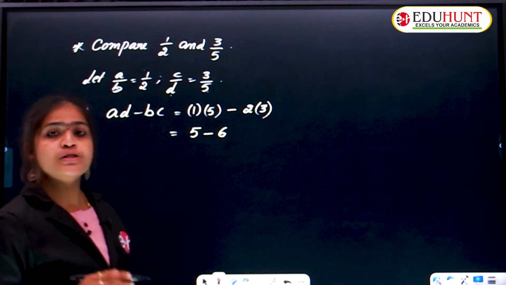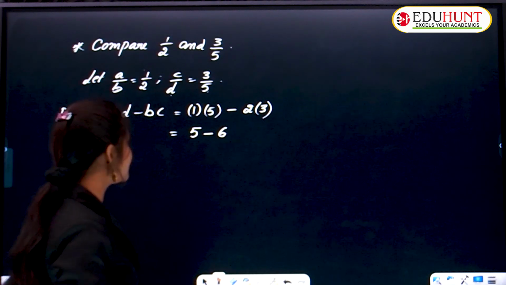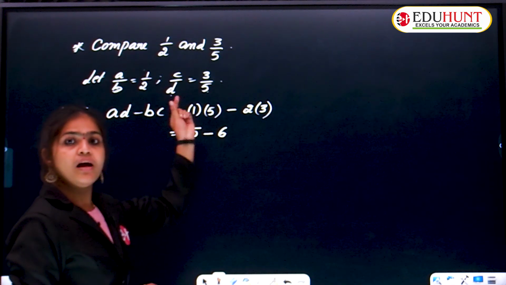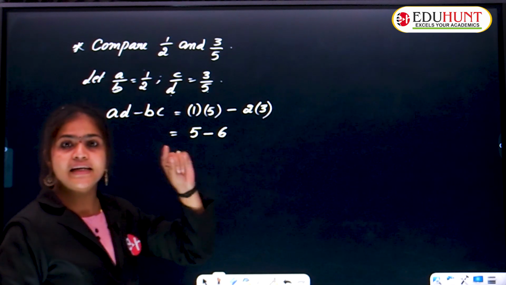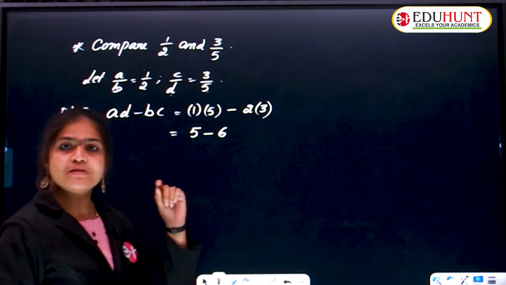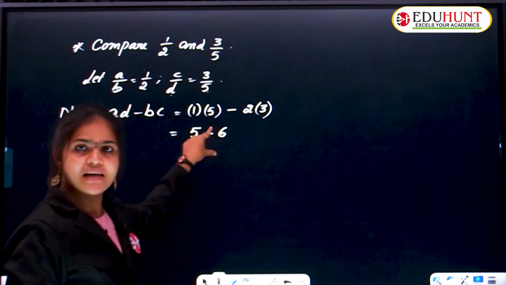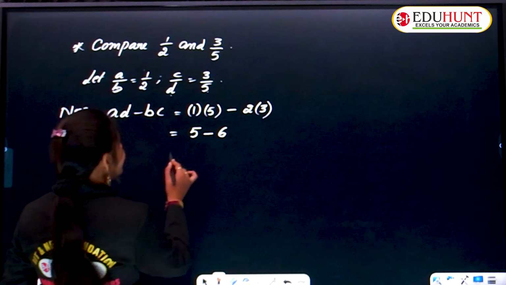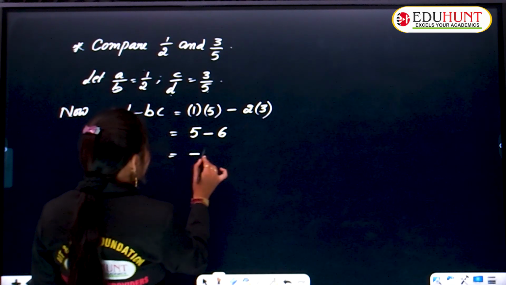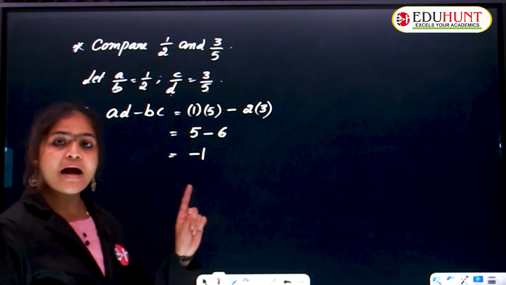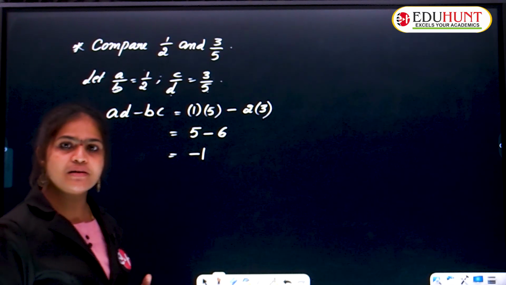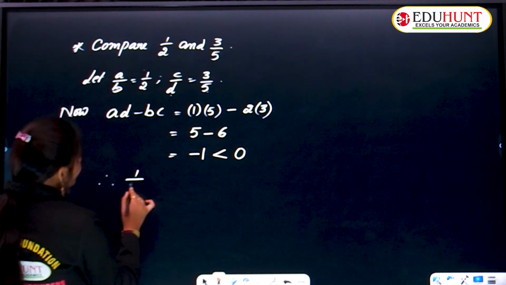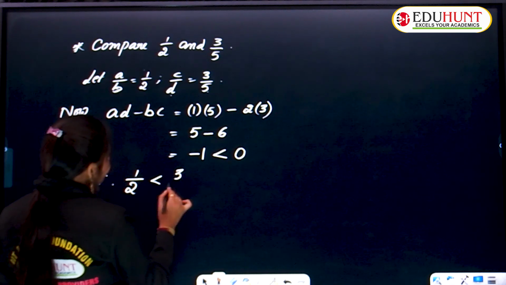Children, we know how to take the difference in integers. When we subtract a greater number from a smaller number, the result is always a negative number. Then here 5 minus 6 is minus 1. Is minus 1 greater than 0 or less than 0? Less than 0. Understood? Since here we can say 1 by 2 is less than 3 by 5.